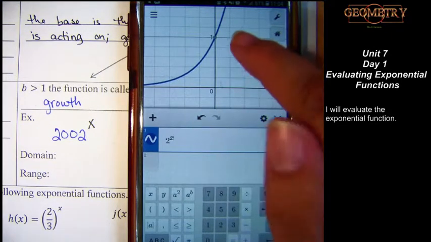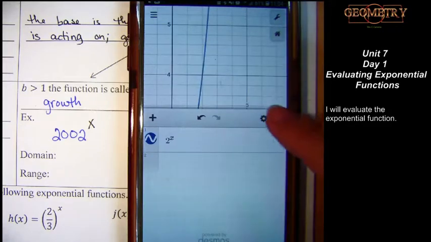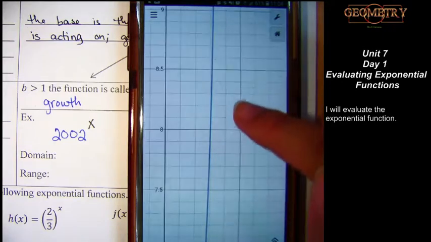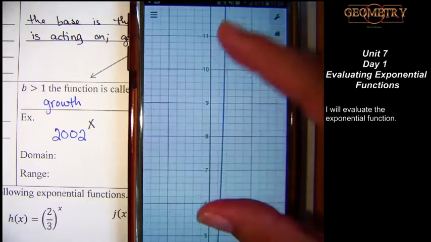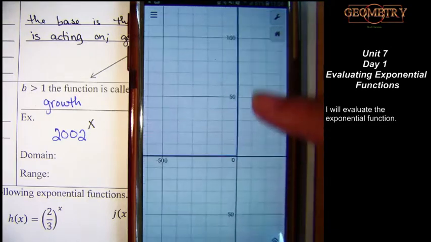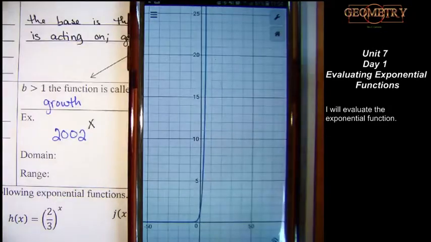You notice that as we are moving along in the X direction, this thing is getting really crazy big in the Y. Do you notice? Like if I zoom out, look at this. It's crazy. But here's the thing.